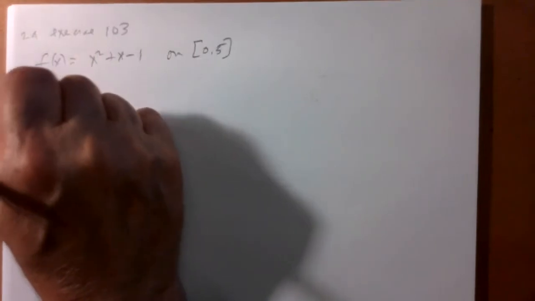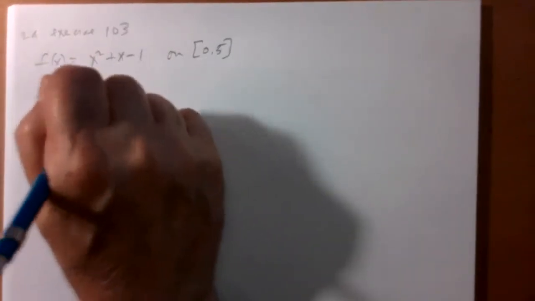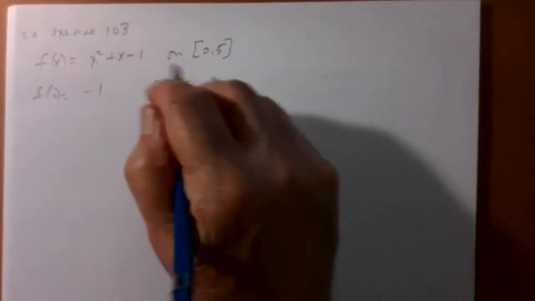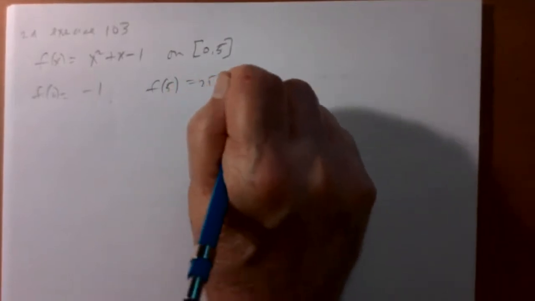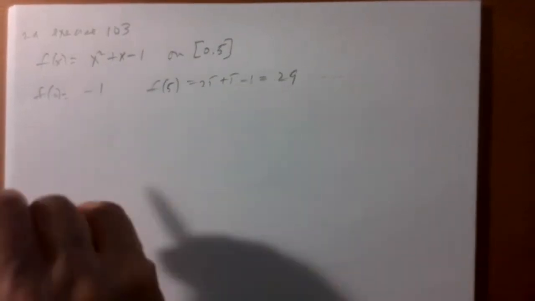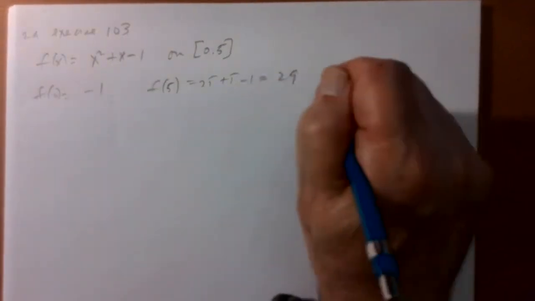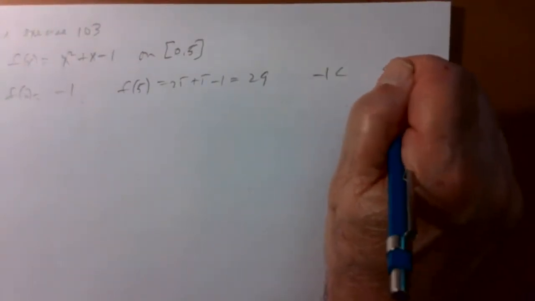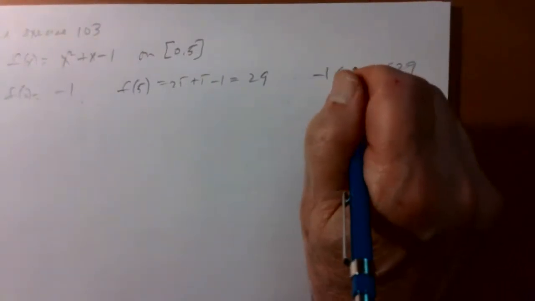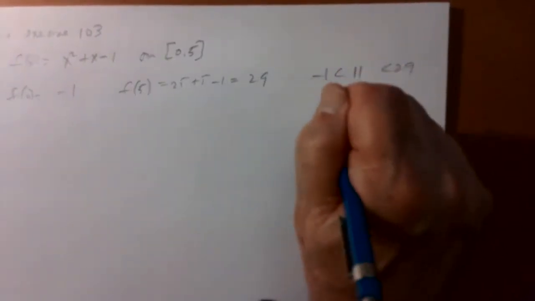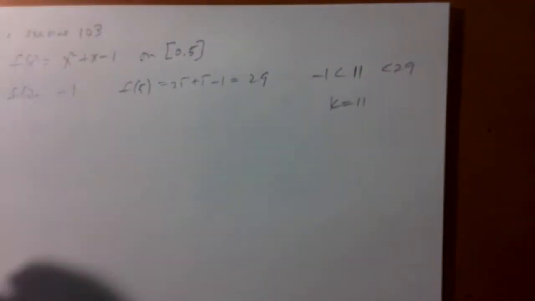So what is f of 0 equal to? F of 0 is minus 1. What is f of 5 equal to? It's equal to 25 plus 5 minus 1. That's 29. And between minus 1 and 29, we choose the number 11. So k is equal to 11.